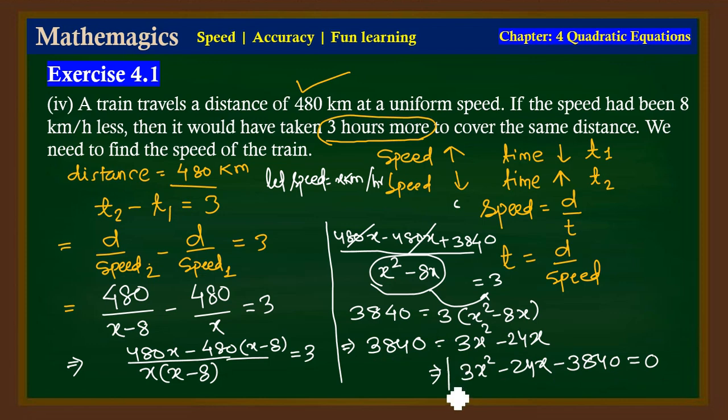Dear friends, our answer is already ready. Dear friends, from this equation here, 24 is divisible by 3, and 3840 is again divisible by 3. So we can take 3 common, we can set it to the RHS, and finally we will get the simplified equation. So dear friends, we have come to the end of this exercise.